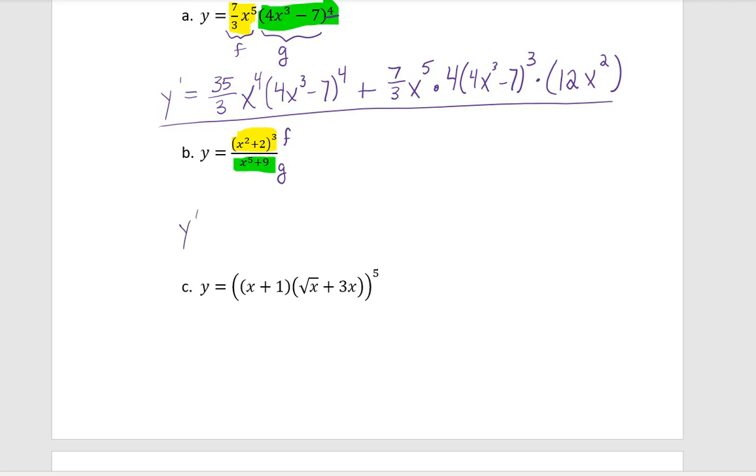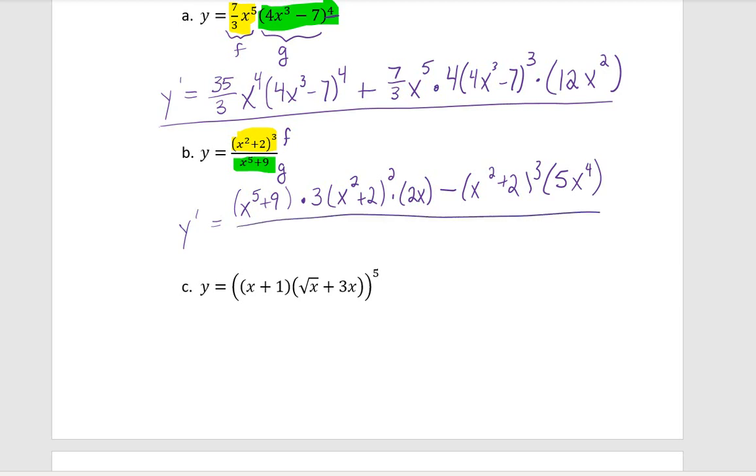So y prime then, using the quotient rule, is going to be the bottom times the derivative of the top. Now when I take the derivative of the top, I'm going to have to use the power rule. So that's going to be 3 times, leave the inside alone, times the derivative of the inside, minus, so the bottom times the derivative of the top, minus the top times the derivative of the bottom, which is going to be 5x to the fourth. Remember, the derivative of a constant is just 0. All divided by the bottom squared.